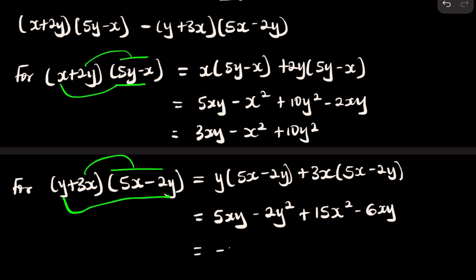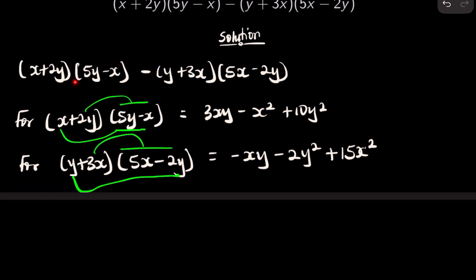So we are going to have minus xy, then minus 2y squared plus 15x squared, right? So that's for this product, right? So that we now have to find the negative of it, then we can combine our results, right? For this product, we have it to be equal to this, right? Thus, we have 3xy minus x squared plus 10y squared, right?